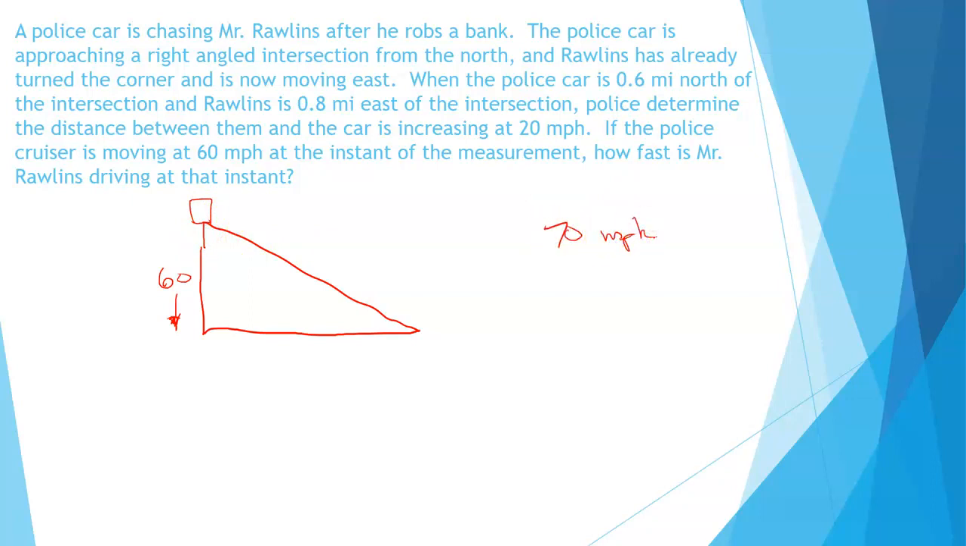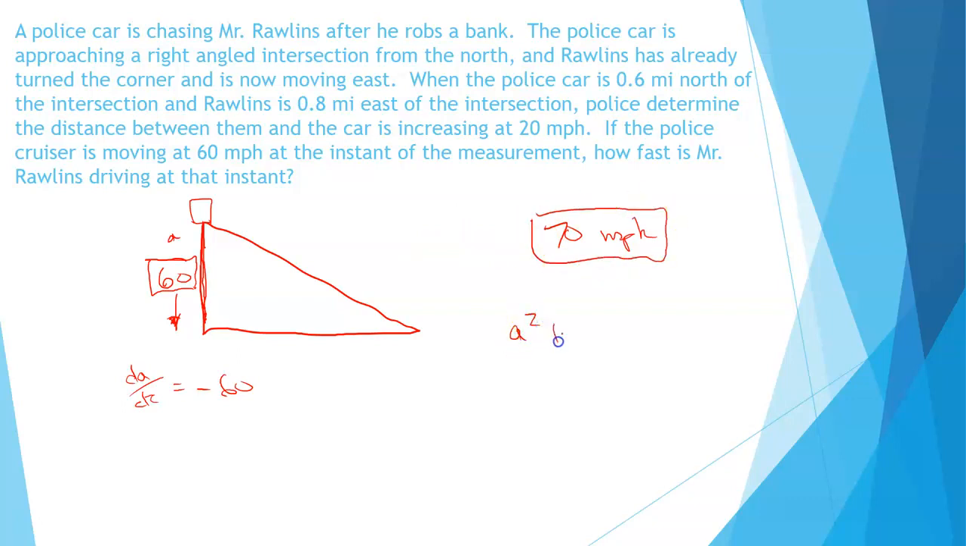But if the car is going towards the intersection, in other words, it's making that side be smaller, then we would say that this velocity, or in this case we call that side A, it would be dA/dt. That would be a negative number. So I would have that be negative 60 if I put in dA/dt, because it's making side A be smaller. So again, maybe try that one on your own. See if you get 70 miles per hour.